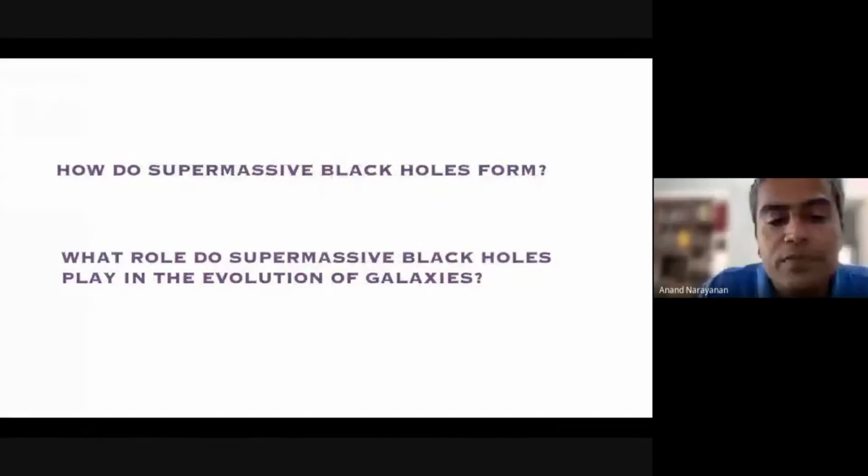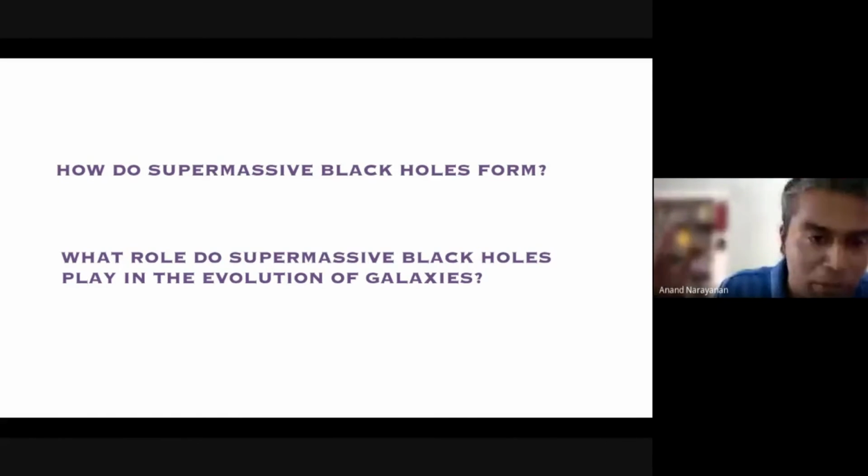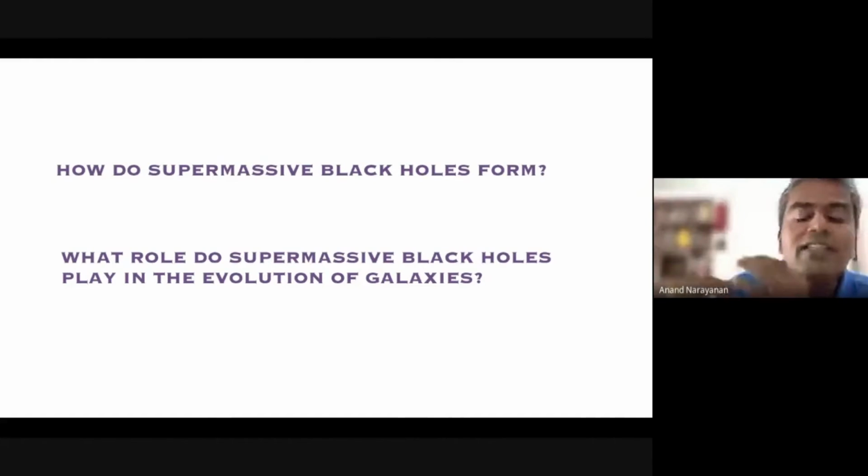So there are a lot of unanswered questions. For example, in astronomy, we don't know how these supermassive black holes, with masses of 1 million to 1 billion solar masses, form in the centers of galaxies. What is the source of these supermassive black holes? Where do they come from? And also, it is not very well known what role a supermassive black hole plays in the formation of a galaxy and in its subsequent evolution. So these are unanswered questions, but there is much interesting research happening in this direction.